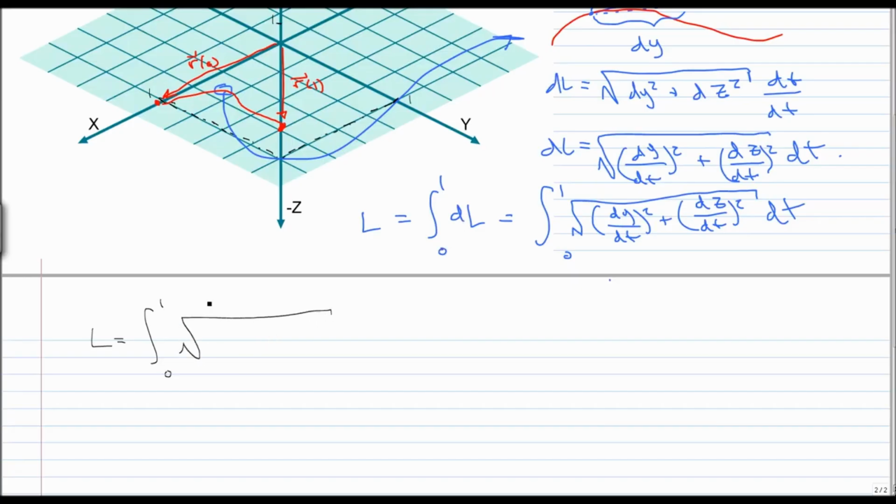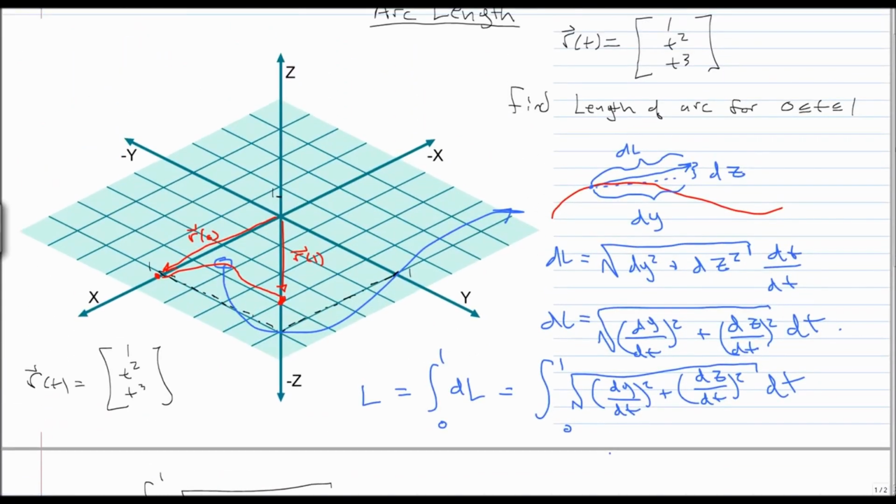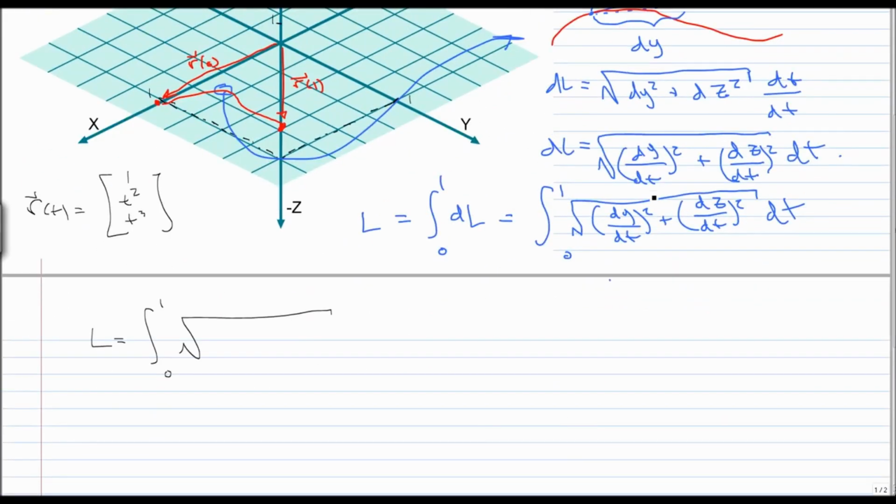Okay, so dy/dt, the vector equation was this, I think. Yep. Okay, so let's differentiate the y component here. So you have 2t squared. We'll differentiate the z component, so we'll have 3t squared dt.